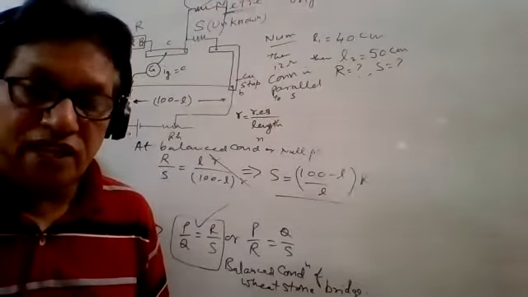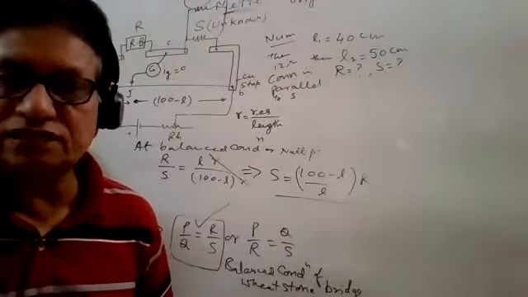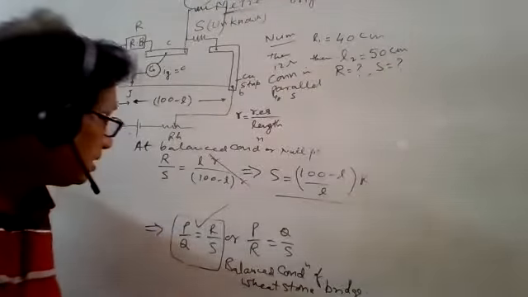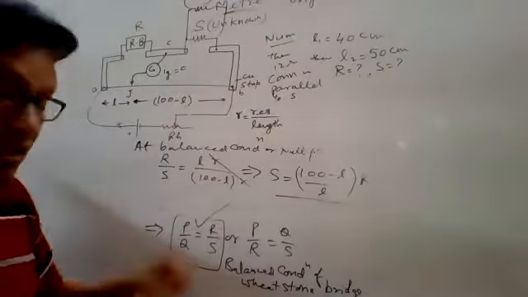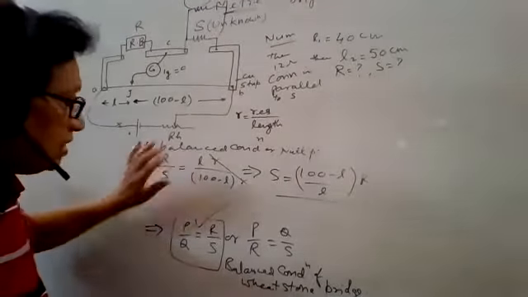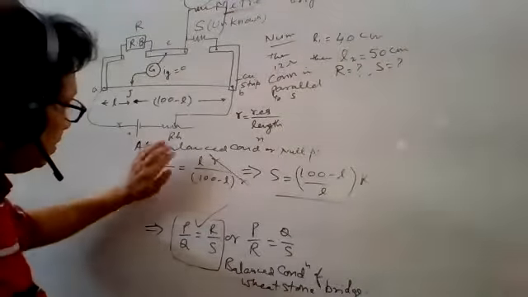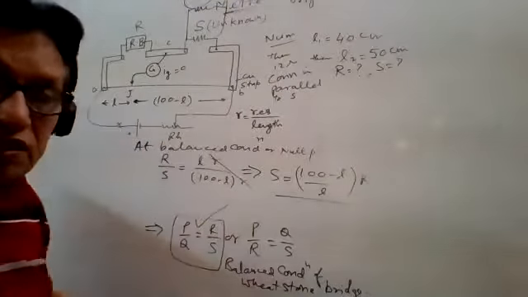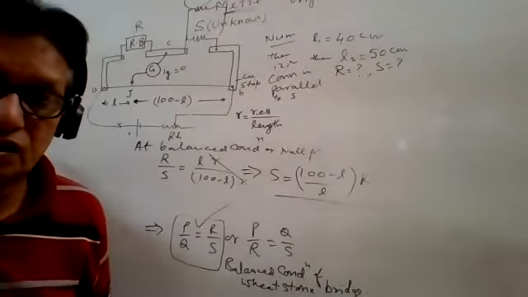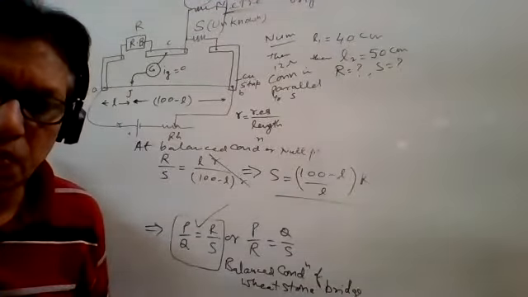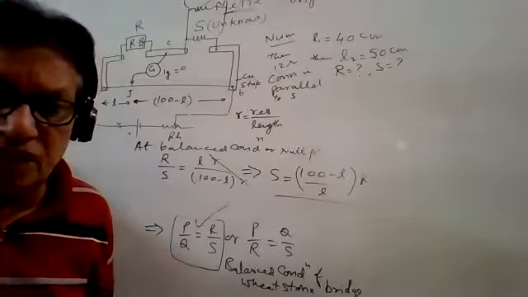The question is towards which side, left or right, the balance point shifts. If we look at the balance condition, R upon S is equal to L upon 100 minus L. If this ratio decreases, it means L decreases. If this ratio R by S increases, this ratio must increase, which means the value of L increases. You got this point? Note this point. It is very important here.